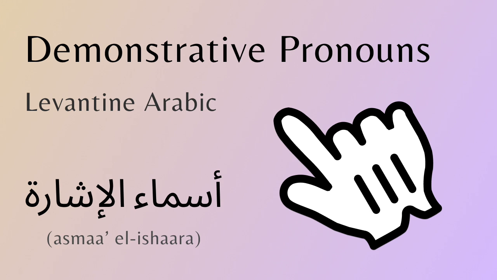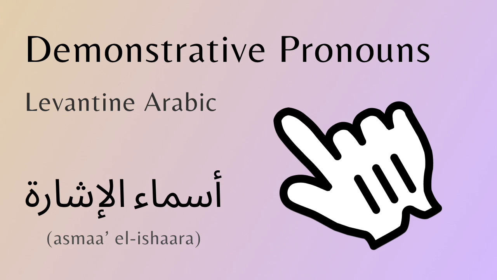Today we're going to learn about demonstrative pronouns in Levantine Arabic. A demonstrative pronoun is a word that is used to point out specific things, people, or places while indicating whether they are near or far. In Arabic, demonstrative pronouns are called asma al-ishara, which literally means the names or words of signal.